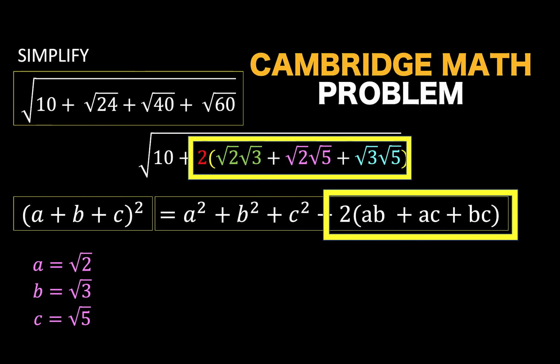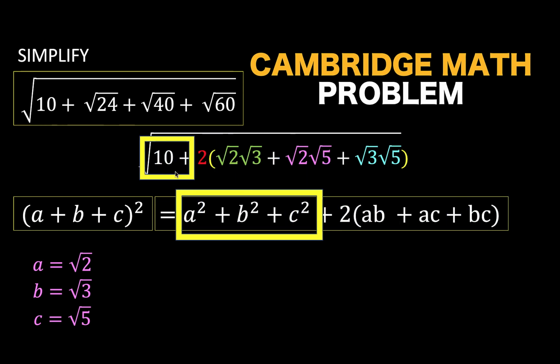Now our next task is to show that this 10 is equal to a squared plus b squared plus c squared. And if we can do that, then this original expression can be written in the form the square of a plus b plus c. And since we know a equals square root of 2, b equals square root of 3, and c equals square root of 5, then we'll be able to find the simplified form of the given expression.